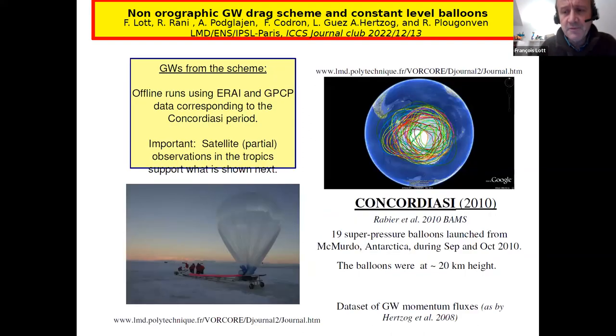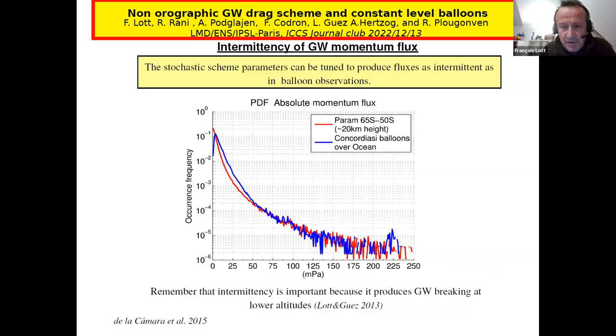But now we turn to validation of our schemes with observations. And the first observation data we have been taking were the Concordiasi balloons that were launched around the Antarctic, and that you see here, and that go at 20 kilometer altitudes. And out of which the momentum flux was calculated. And a very important property that those measurements were showing was that the momentum flux, which is on the x-axis, was extremely intermittent, with very few waves, in the probability of absolute momentum flux, launching a large momentum flux, and many waves launching a small amount of momentum flux.